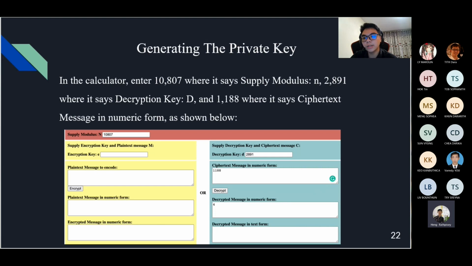In the calculator, we enter 10,807, where it says the supply modulus n, 2,891, where it says decryption key D, and 1,188, where it says the ciphertext message in numeric form. As we got our decrypted message in numeric form of 4, which is correct as the number we have set before.